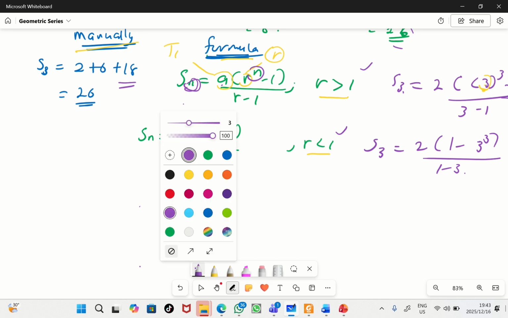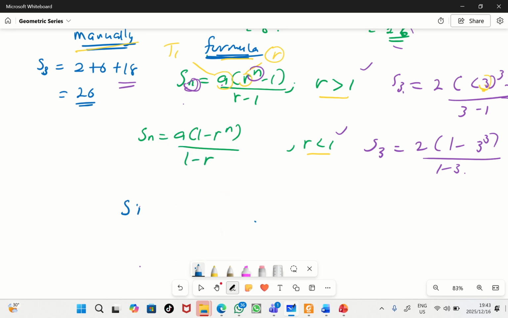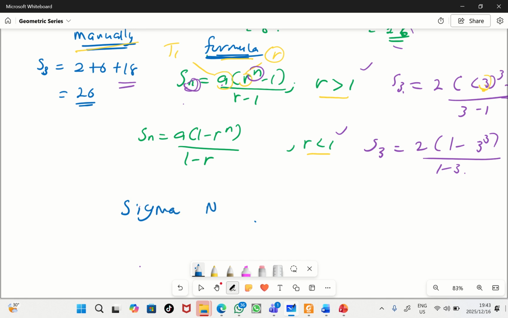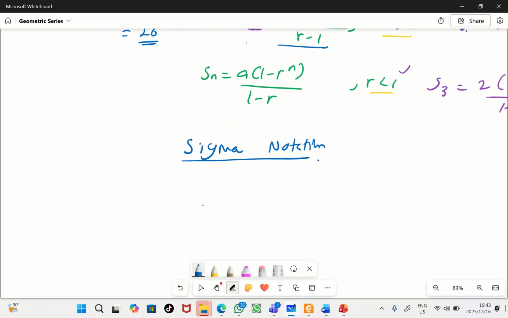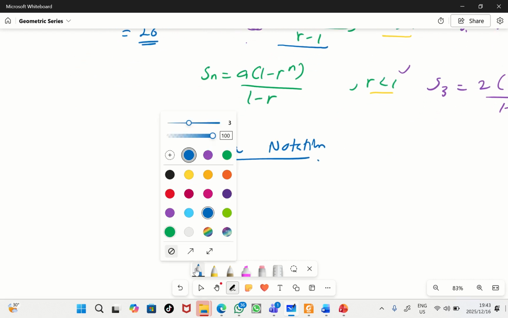Sigma notation. It sounds intimidating, but there's absolutely nothing there. So as I said, we managed to find the sum of the first three terms manually. We used the formula, so now we're using sigma notation. Okay, now, how do we do this?